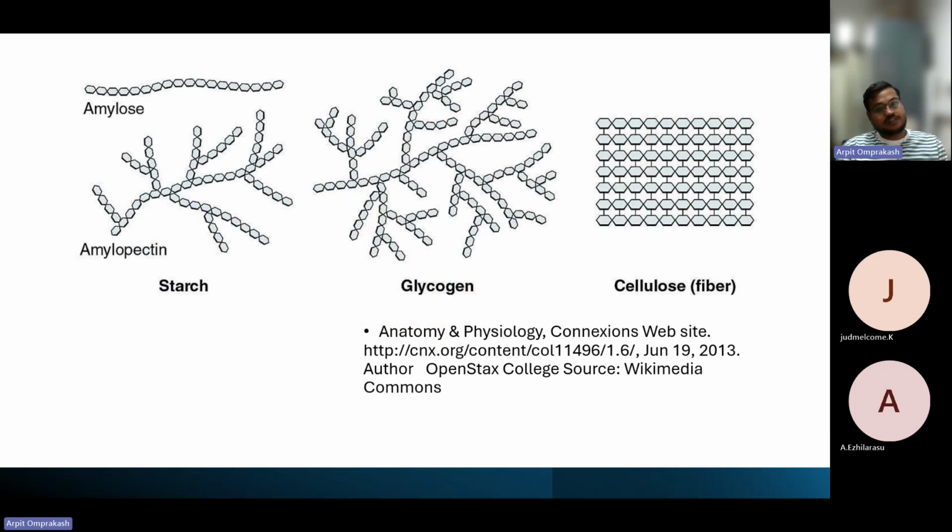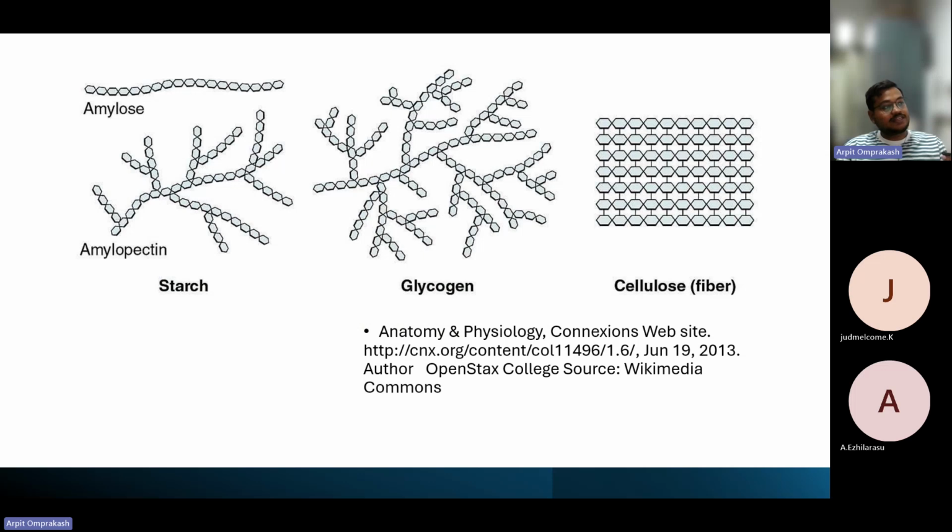Glycogen has a lot of these branching. Starch is generally present in plant food and so on. Glycogen is generally present in, for example, human cells and so on. These are used for temporary storage of glucose molecules.